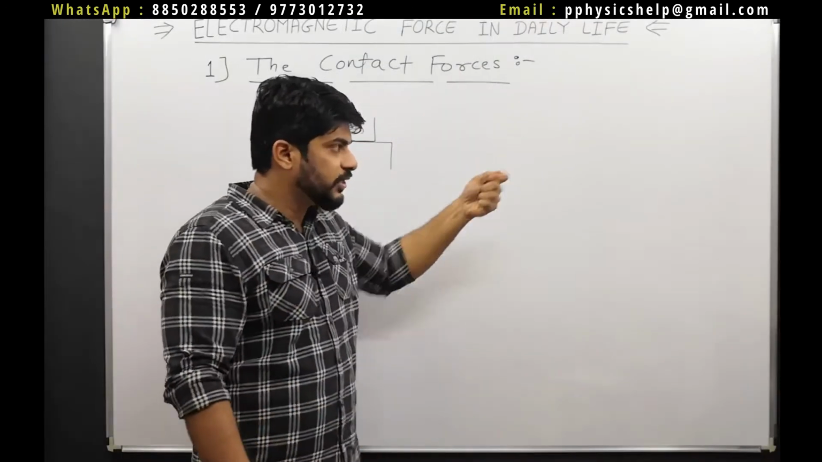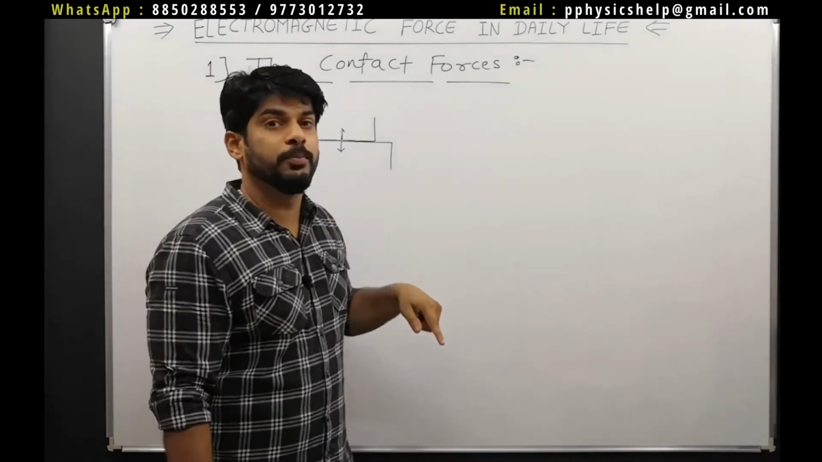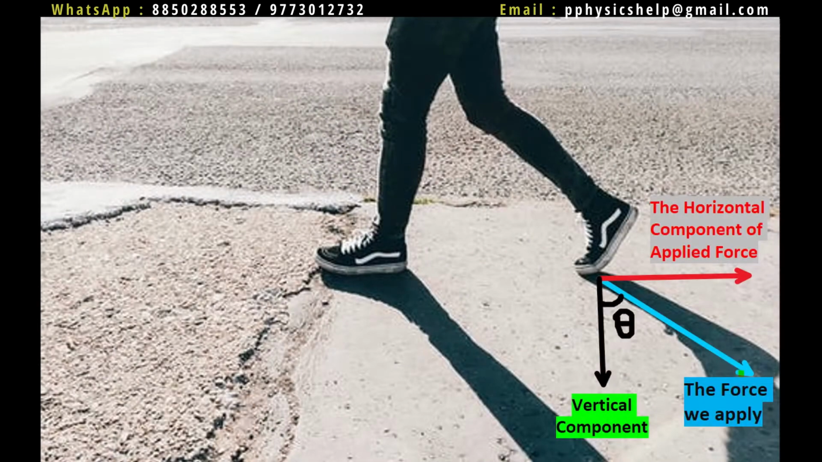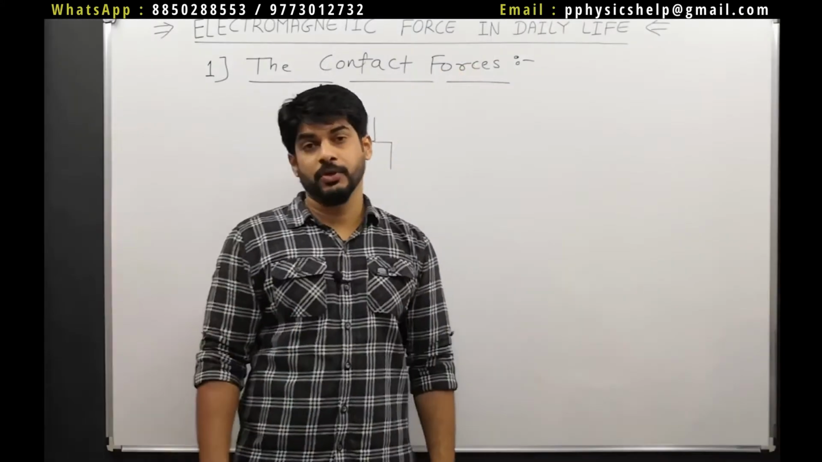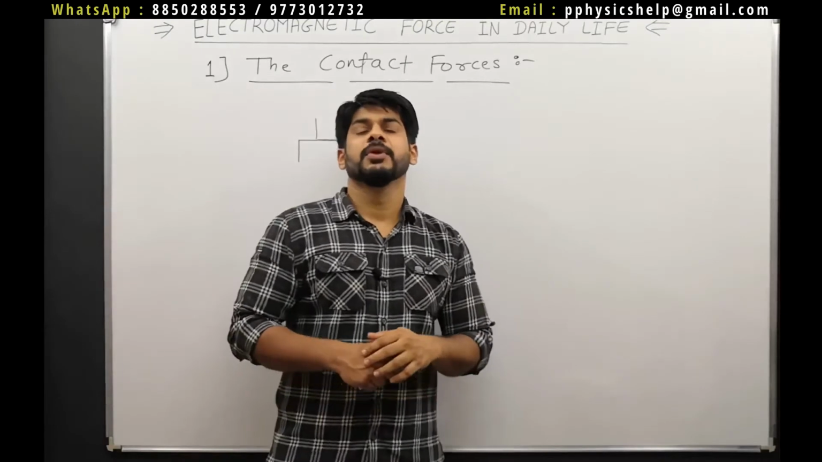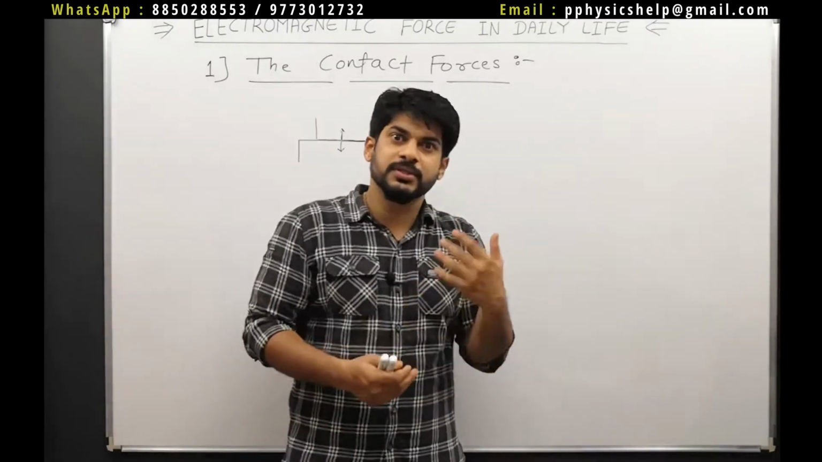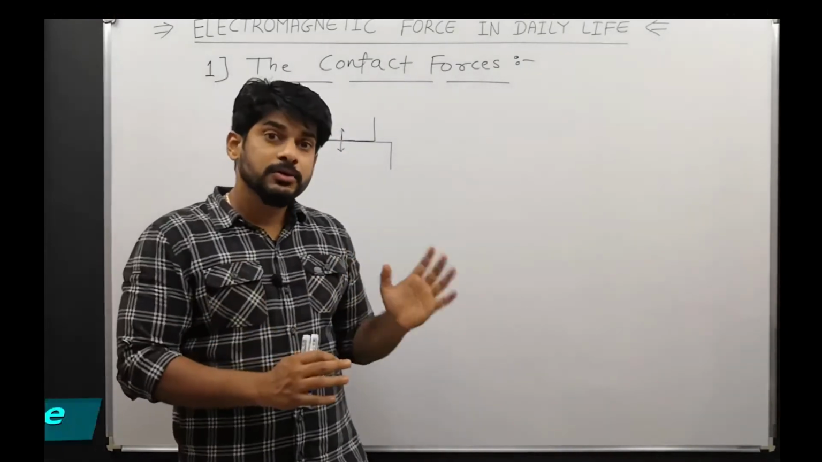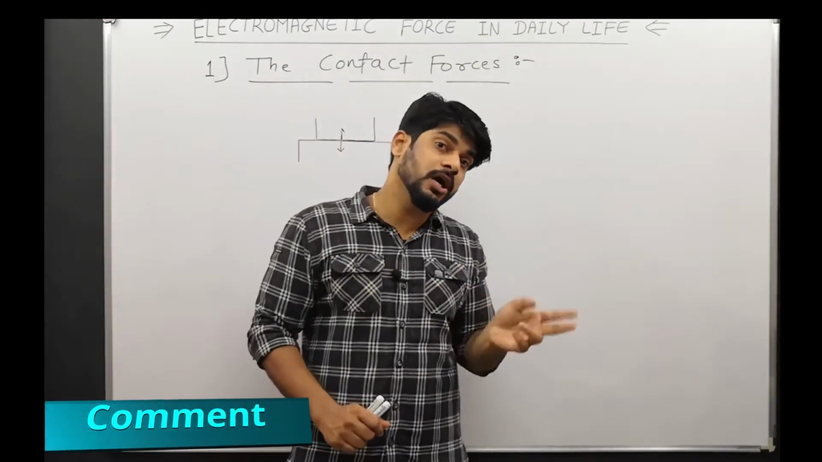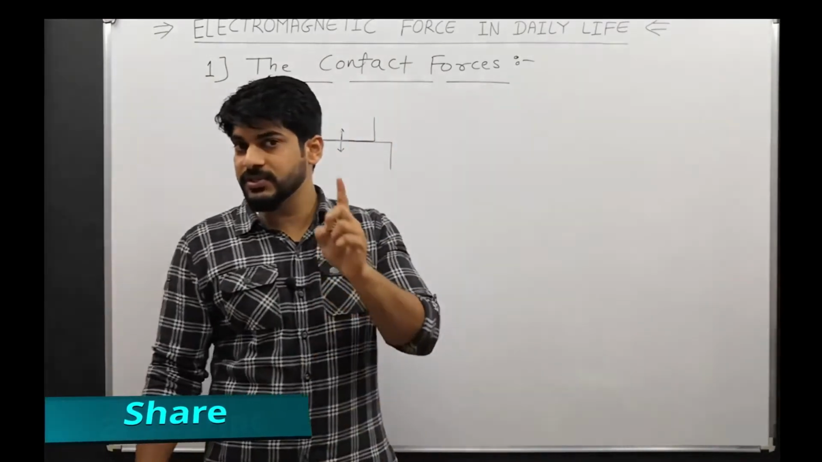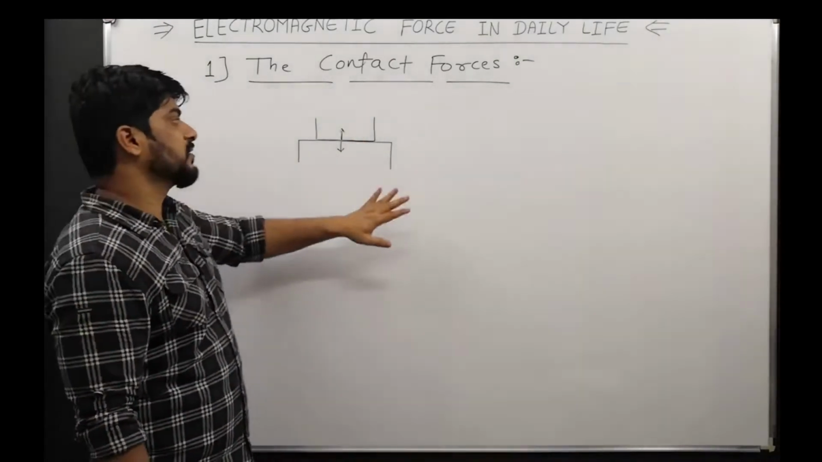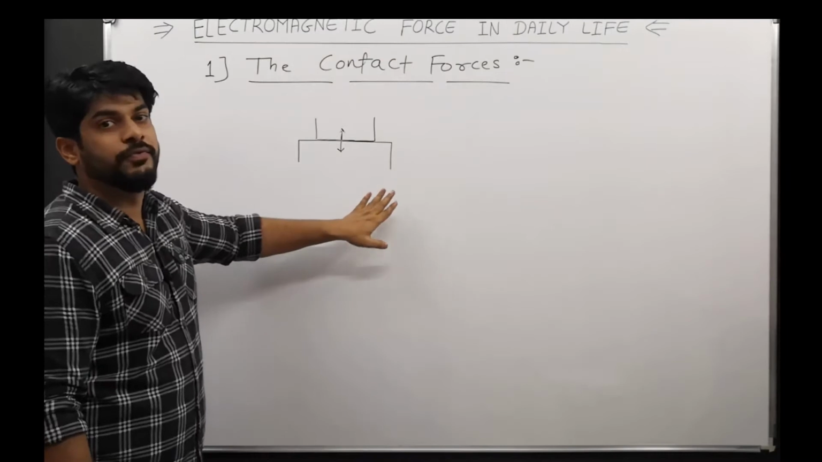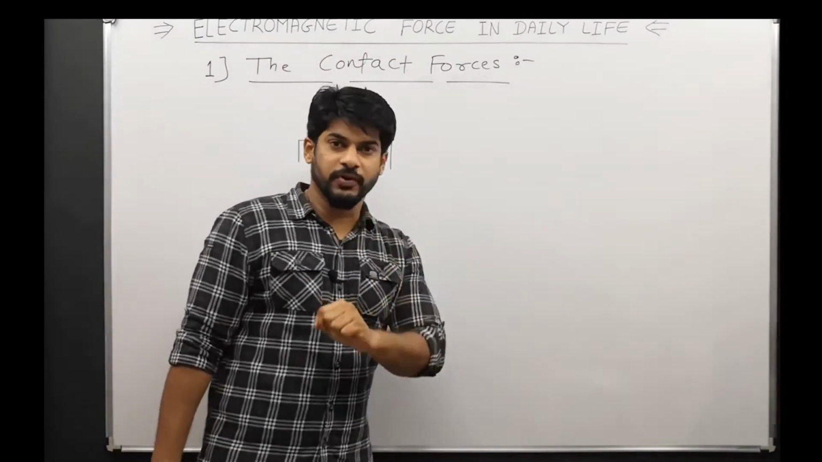The force that you apply has two components: a vertical component and a horizontal component. The horizontal component is the one that helps us walk, and that is nothing but friction. You will learn about frictional force later in other chapters, but you can see here that contact forces are also parallel to the surfaces in contact, not only perpendicular. So that is all about contact forces, the first implication.